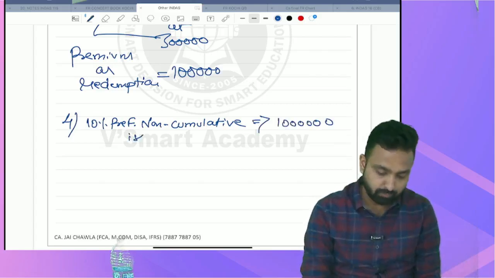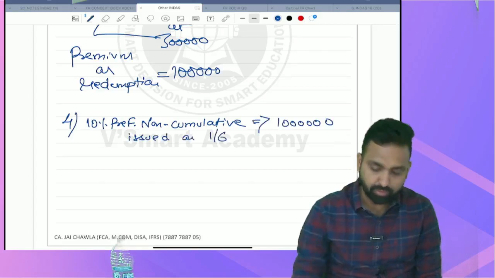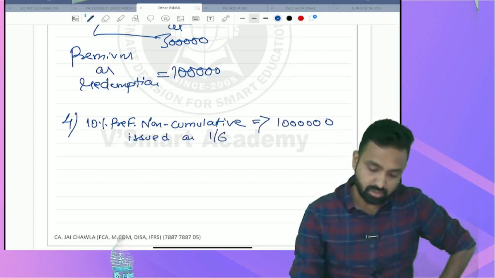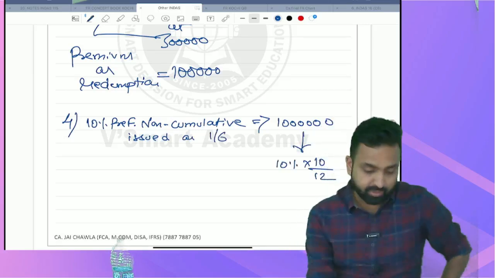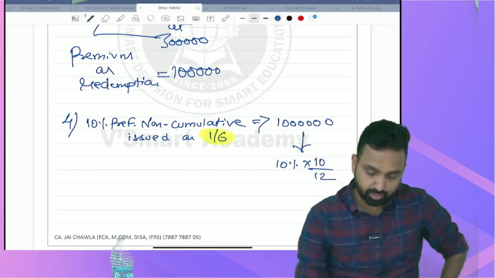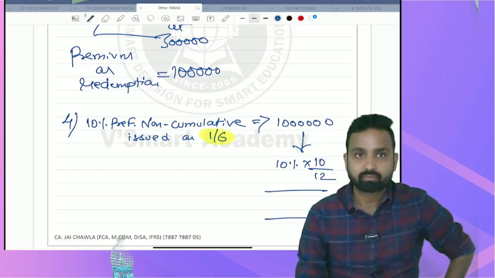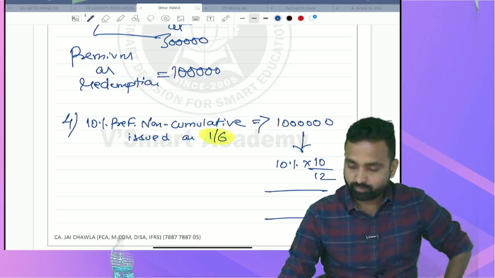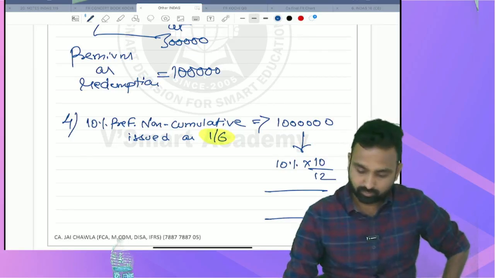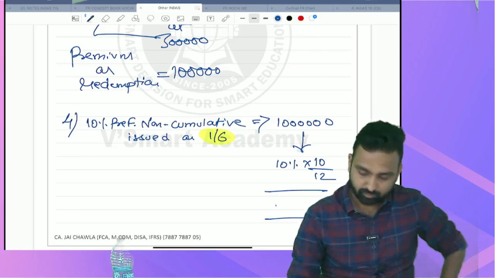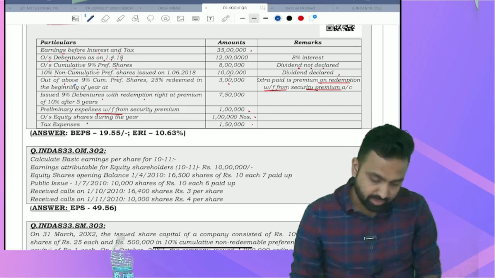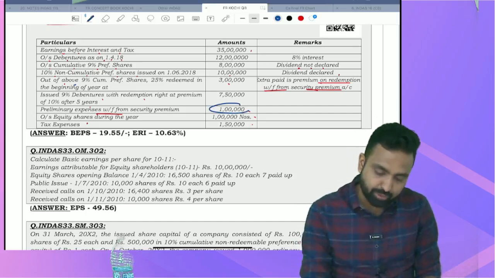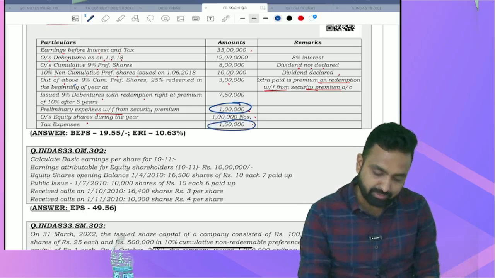Issued on 1st June. Dividend declared? Calculate. 10% into 10 by 12. Why 10 by 12? It is issued on 1st June. So calculate the dividend. Done? Any other thing is outstanding? Preliminary expense, okay, 1 lakh. We'll do it separately. Tax expense, okay, 150.